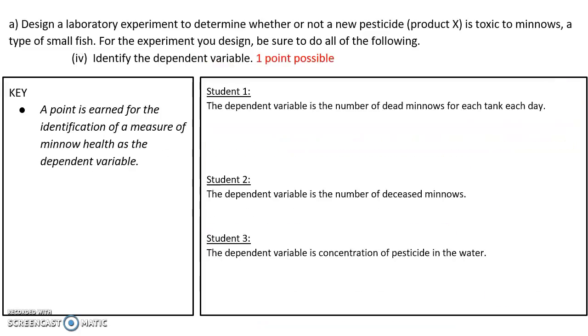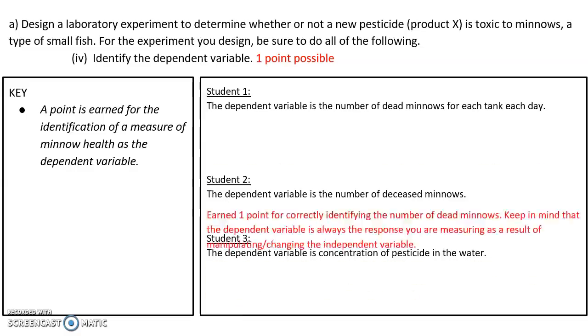All right, A4, identify the dependent variable. You have to basically earn an identification that minnow health is the dependent variable. The dependent variable for student 1 is the number of dead minnows for each tank each day. Student 2: the dependent variable is the number of deceased minnows. And student 3: the dependent variable is the concentration of pesticide in the water. So go ahead and pause the video, decide who earns the points.